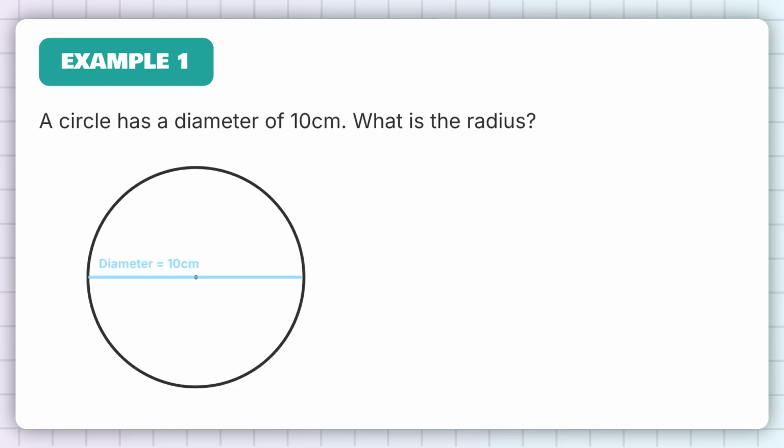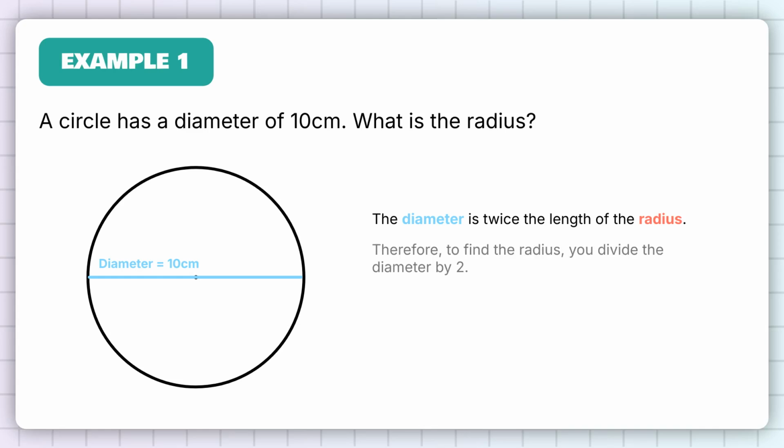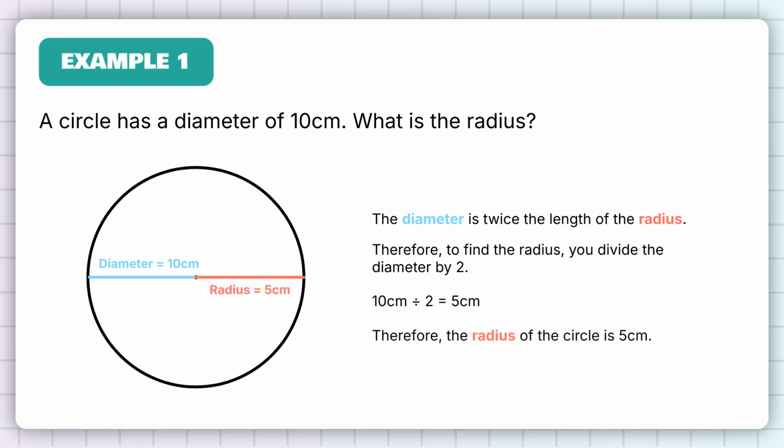Now let's move on to some examples to solidify these concepts. A circle has a diameter of 10 centimeters. What is the radius? Recall that the diameter is twice the length of the radius. Therefore, to find the radius, you divide the diameter by 2. Divide 10 centimeters by 2 to get 5 centimeters. So the radius of the circle is 5 centimeters.